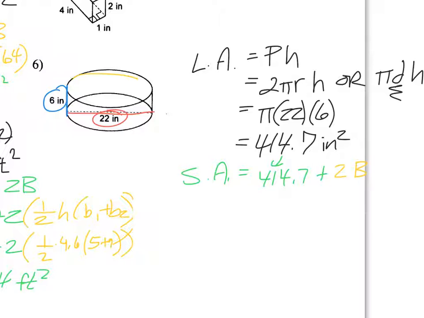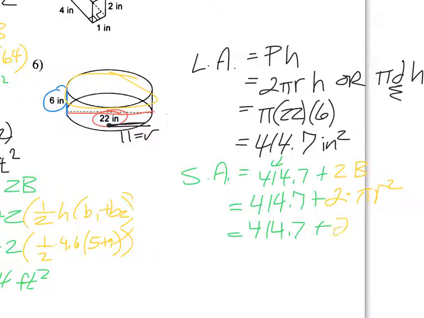where big B are our bases. What are our bases? Our bases are these circles. Area of a circle, again, is pi r squared. So it's 2 times pi r squared. But what is r? Remember, r is only half of this. So r would only go from here across. So that would be 11. That's our radius. So I come back down here, and I'm going to plug that in. So I got 414.7 plus 2 times pi times 11 squared. So now I'm going to type all that in on the calculator.